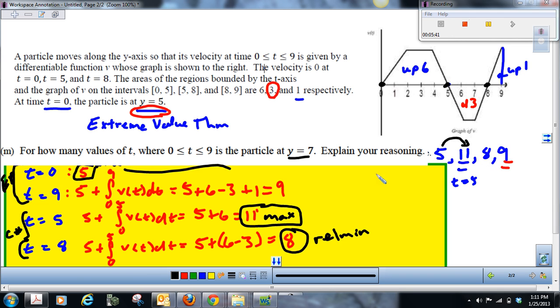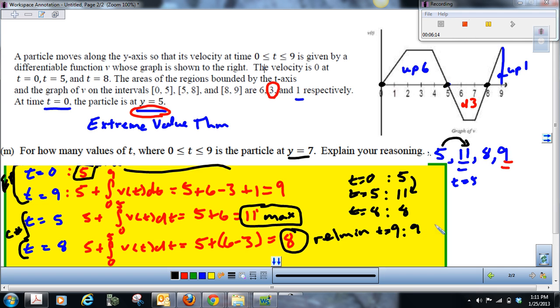Okay? So you'd almost have to go T, if I would have put this in order, that might have been a better thing to do. At T equals 0, my position was at 5, at time equal 5, that's this right here, my position was at 11. At time equals 8, my position was at 8. And at time equals 9, my position was at 9. Just copying this over. So the only time I'm hitting 7 is right here.